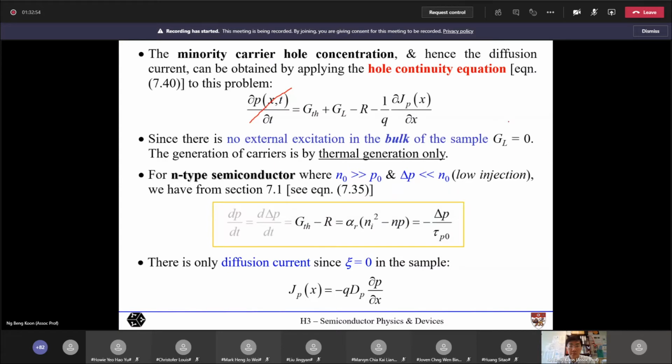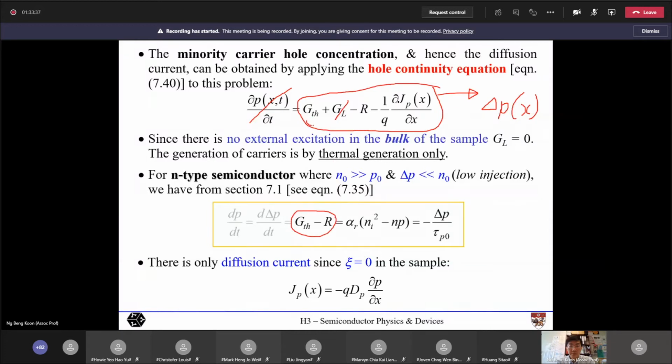Then we need to put in the other terms to try and see whether we can get an expression for delta P as a function of x. That's our objective. Using this continuity equation for holes, and obviously there's no optical excitation, so this GL is also equal to 0. What we're left with on the right-hand side is three terms: GTH minus R, and a component that's due to current flow in the semiconductor.